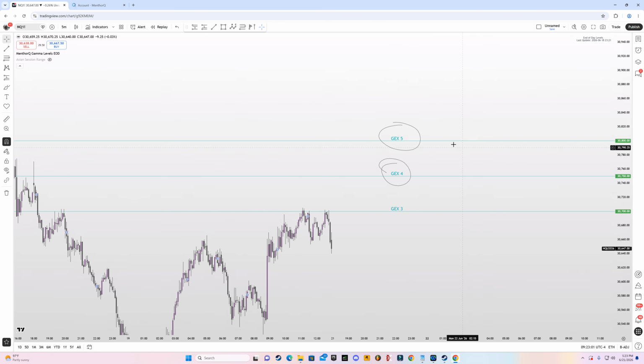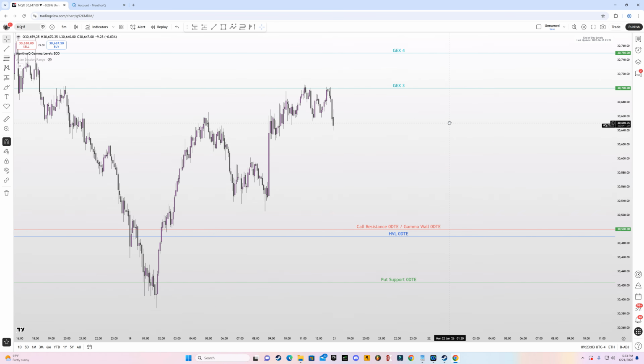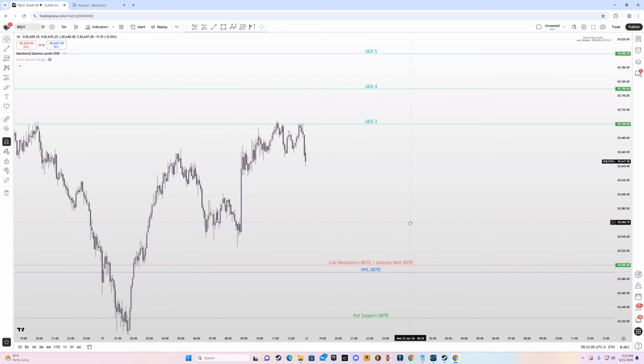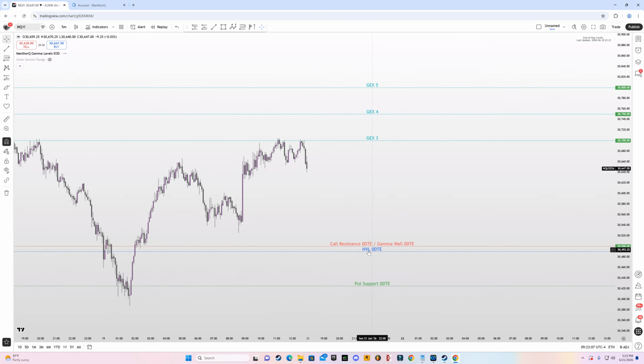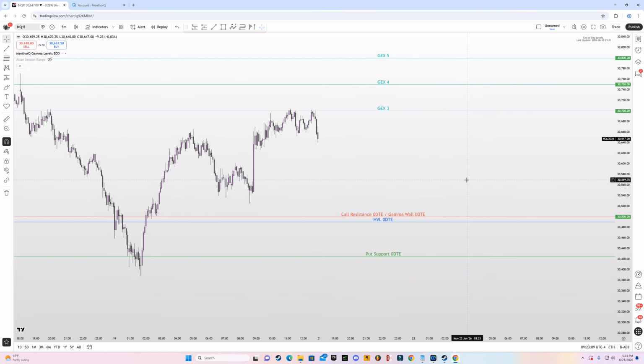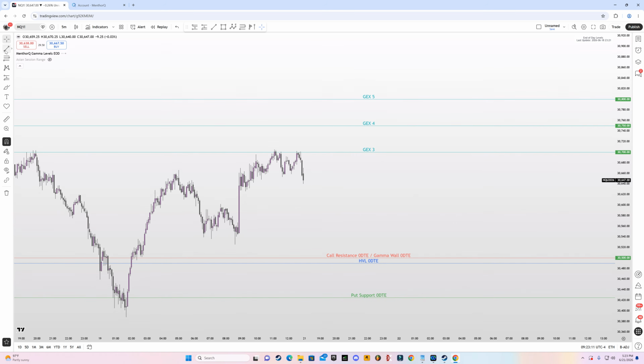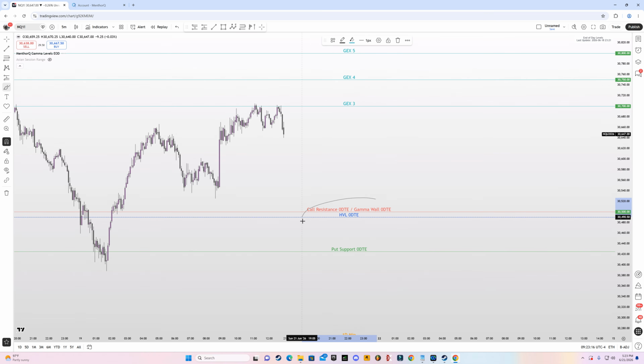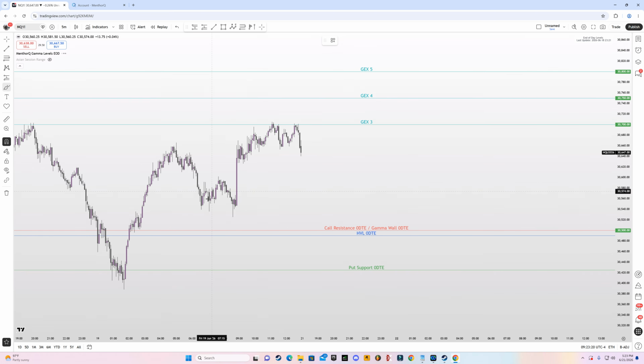I'm going to show you later on in the examples. But for now, that's HVL. Now, if we have call resistance below the price, that resistance is not always going to be above the price, okay? So when we have both the call resistance and put support below the price, it means that we are in a very sharp uptrend, okay?